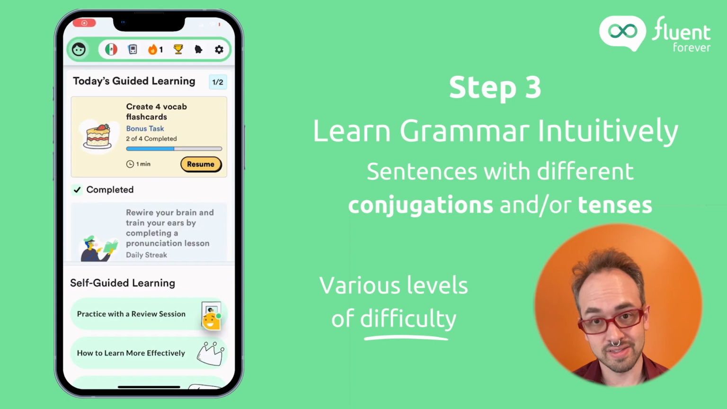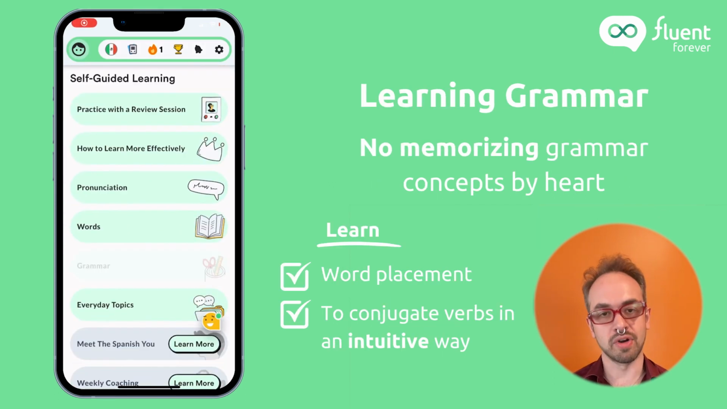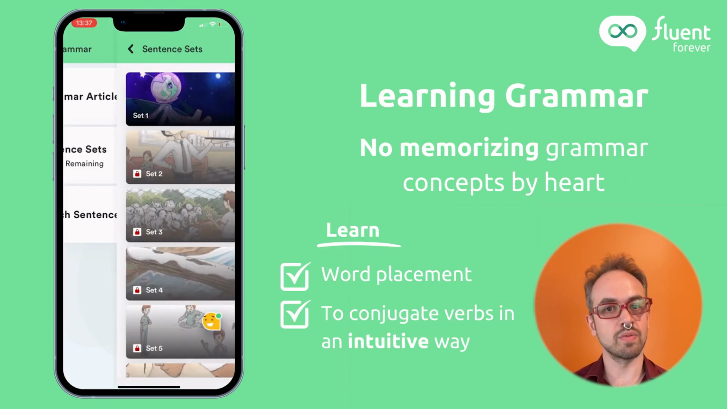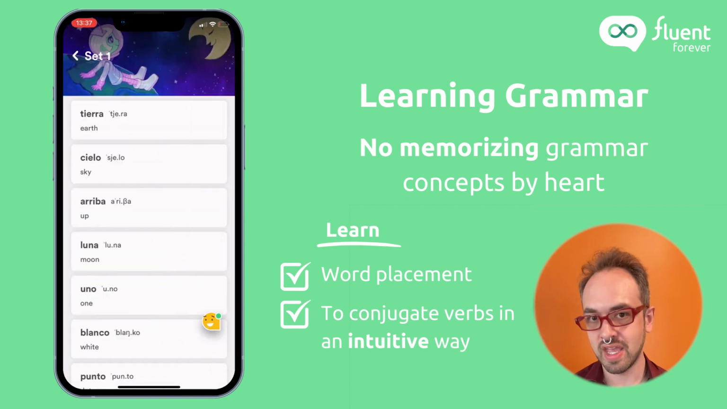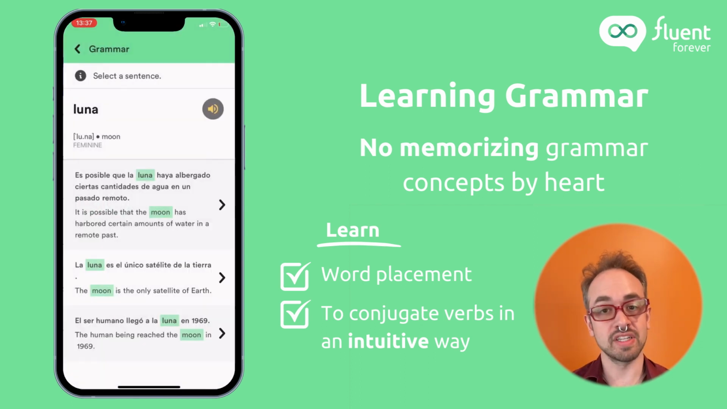So it works like this. Back on the home screen, you'll see grammar, which consists of sentences built around the words that are available in the app. Every sentence you see can reveal aspects of grammar to you.